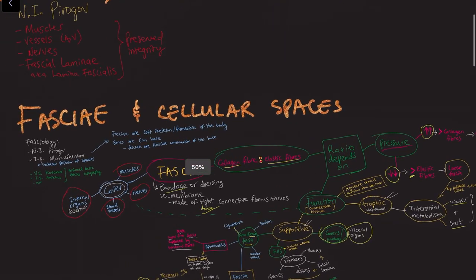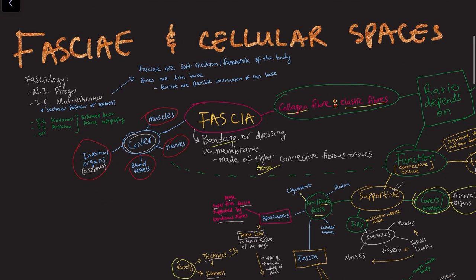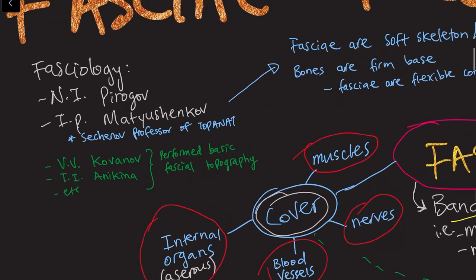Now, let us quickly turn to fascia and cellular spaces. Fasciology was first introduced by Nikolai Ivanovich Pirogov, who was a war surgeon in Russia in the 1800s. I.P. Machushenkov was a professor of topographic anatomy and operative surgery at Sechenov University, my former university.